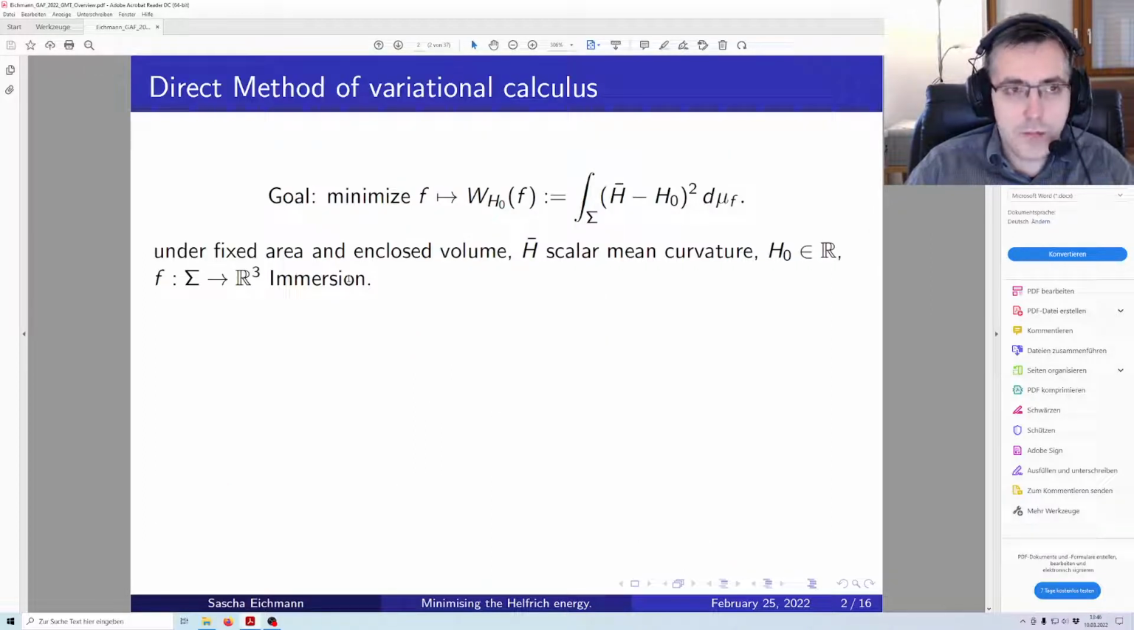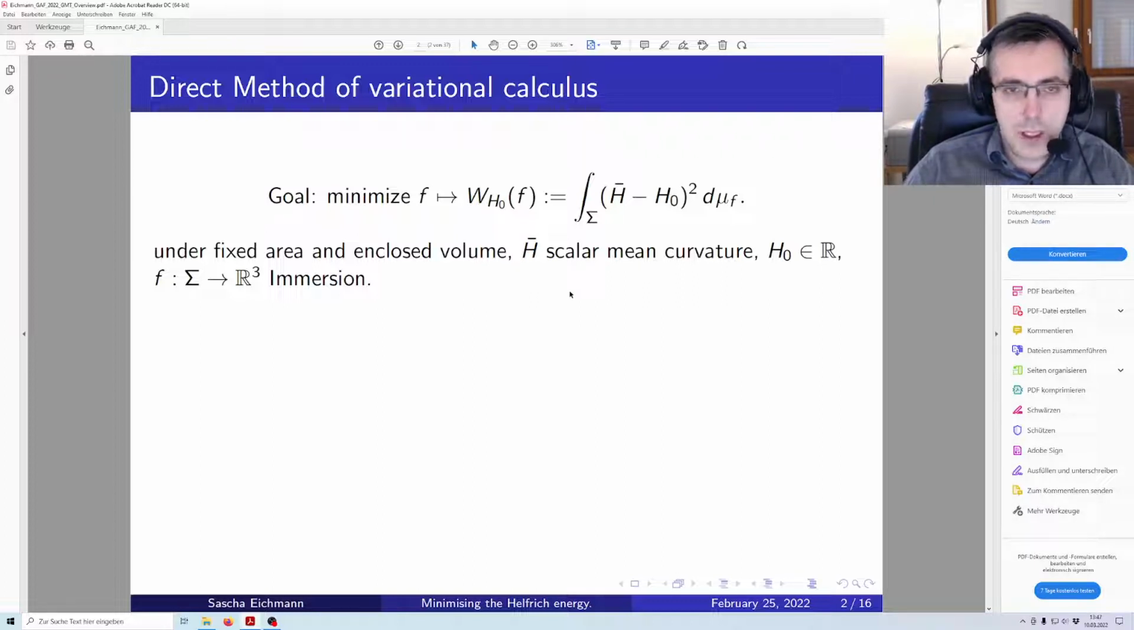As a short reminder, what is it that we want to do? We want to minimize the Helfrich energy. The Helfrich energy is given as this integral over here. So what do we have here? We have the scalar mean curvature of a given oriented immersion, and we calculate the L2 difference to a given parameter called spontaneous curvature. And we want to minimize this under given area and given enclosed volume. So we do not have a boundary, for example.